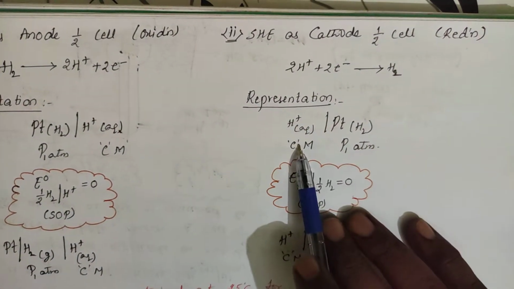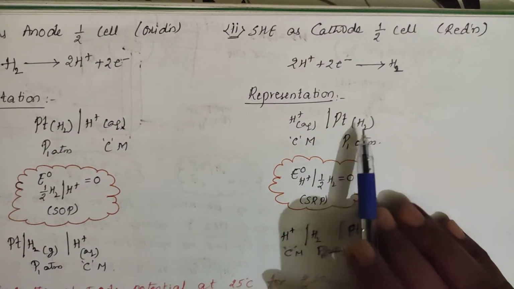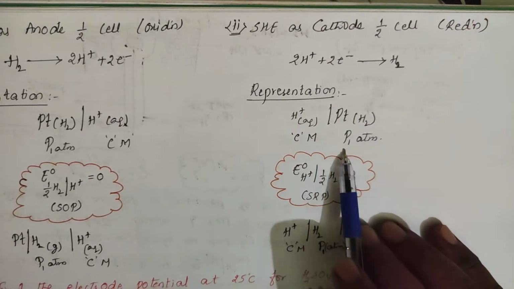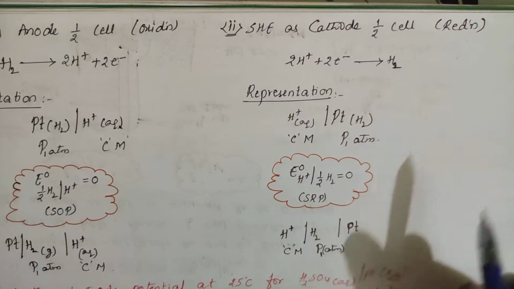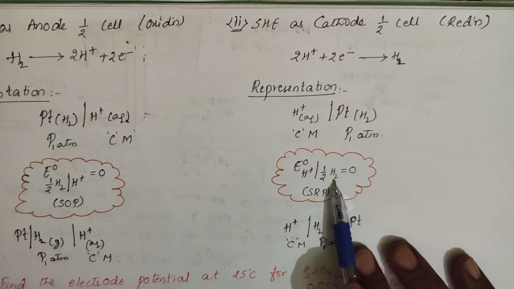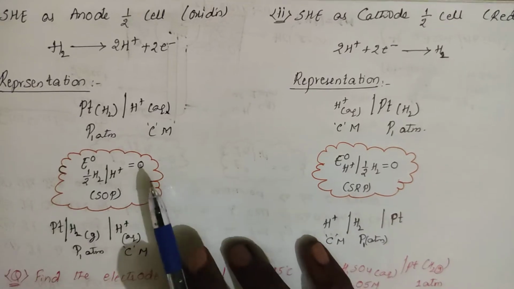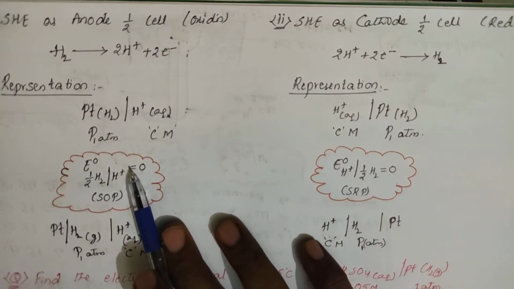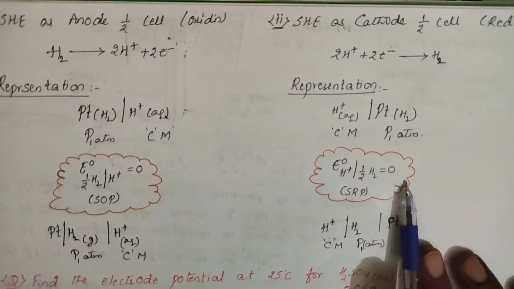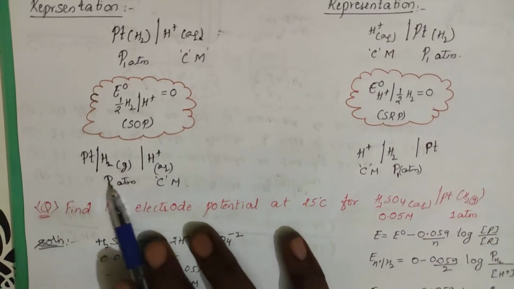Representation: H plus aqueous, slash platinum rod, on which you have hydrogen gas. Hydrogen gas will exert pressure, and H plus will be in the aqueous solution. So E naught of H plus to half H2 is equal to 0. This is the standard reduction potential. This is the way of representing it, either in the form of anode oxidation representation or this reduction representation. So this is how you will be writing the condition.